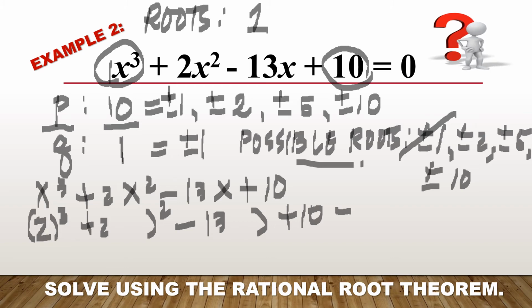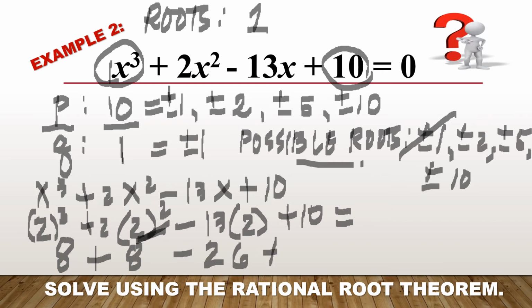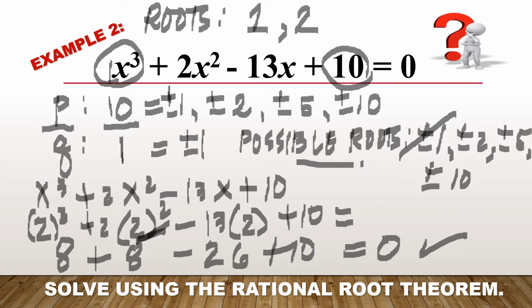So this will be 2 cubed plus 2 times 2 squared minus 13 times 2 plus 10 is equal to 2 cubed is 8 plus 2 squared is 4, times 2, so it's 8 again. Minus 13 times 2 is 26. And then plus 10. Will this give us 0? So 8 plus 8, 16. Minus 26, that's negative 10 plus 10. So it's 0. So therefore, positive 2 is a factor. So let's add here, aside from 1, positive 2 is a factor.